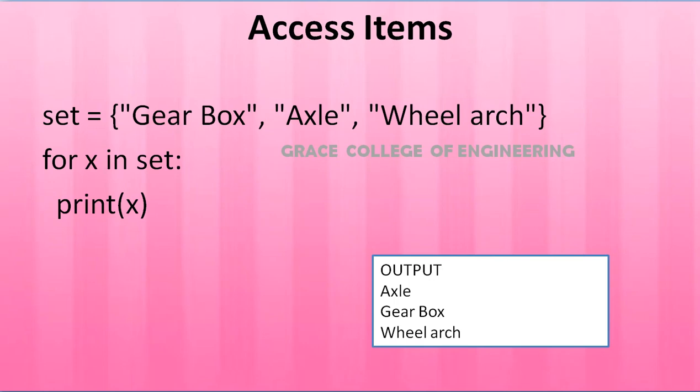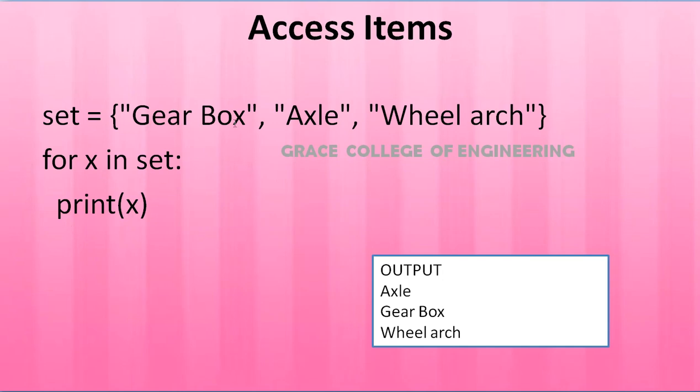Next, how to access the items in the set. The set is created with multiple items: gearbox, axle, wheel arch. Then a for loop is used here: for x in set, colon, and next print x. Here x is another variable, and you can give any name for this variable.